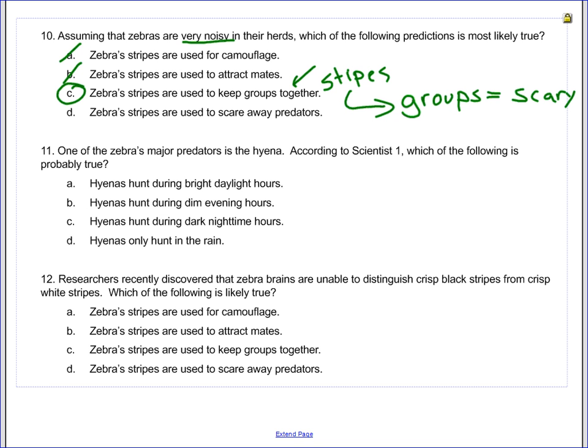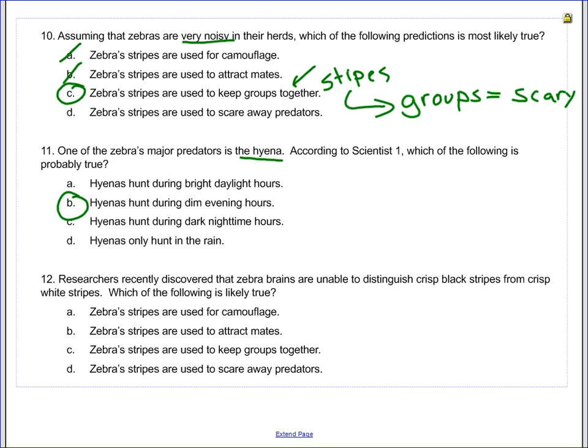11. One of the zebra's major predators is a hyena. According to scientist 1, which of the following is probably true? Now remember that zebras have stripes that blend in at dusk. You're going to have your stripes when it's most beneficial for you. It's most beneficial for you when you are being hunted, which means that the hyenas are hunting zebras. That means that hyenas must be hunting in the dim evening hours.